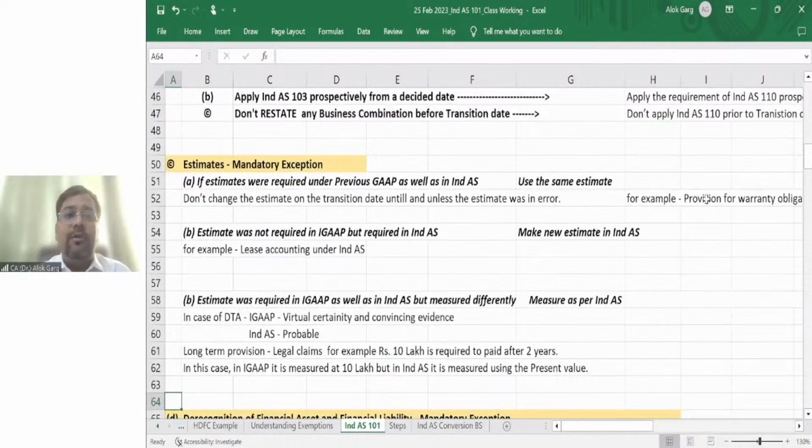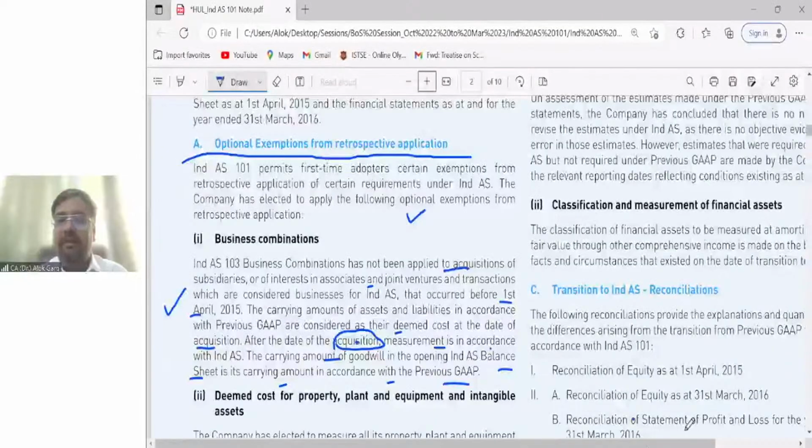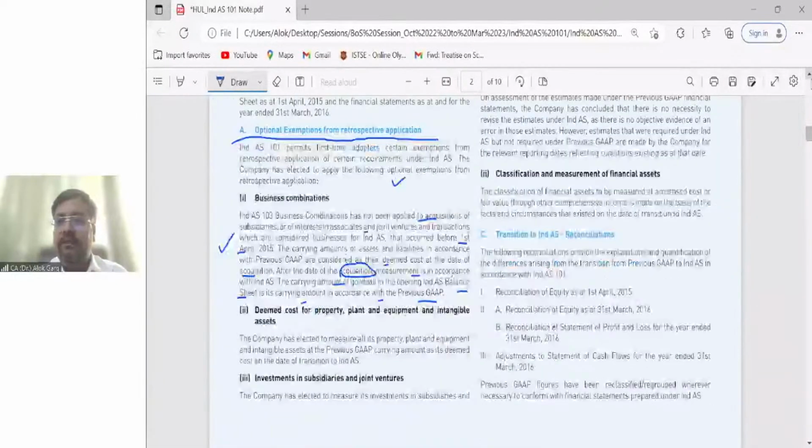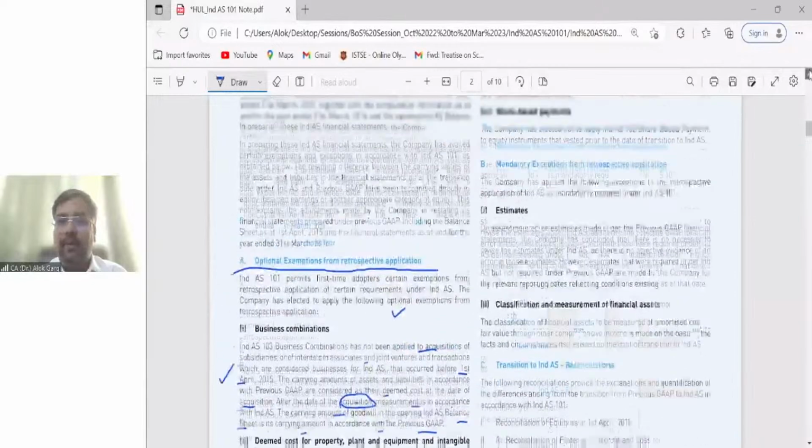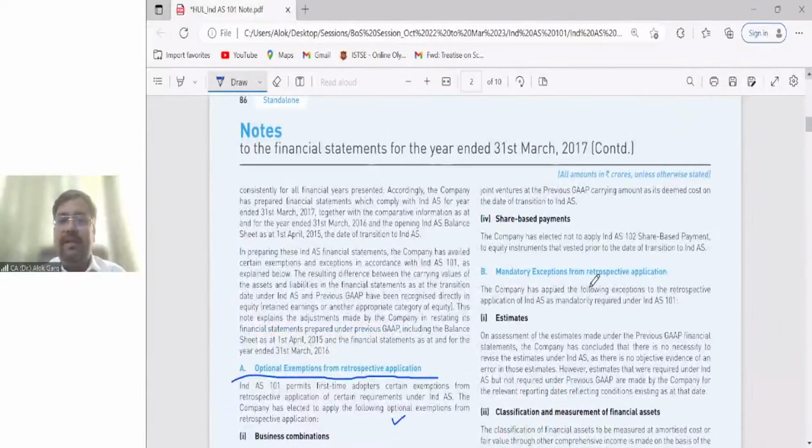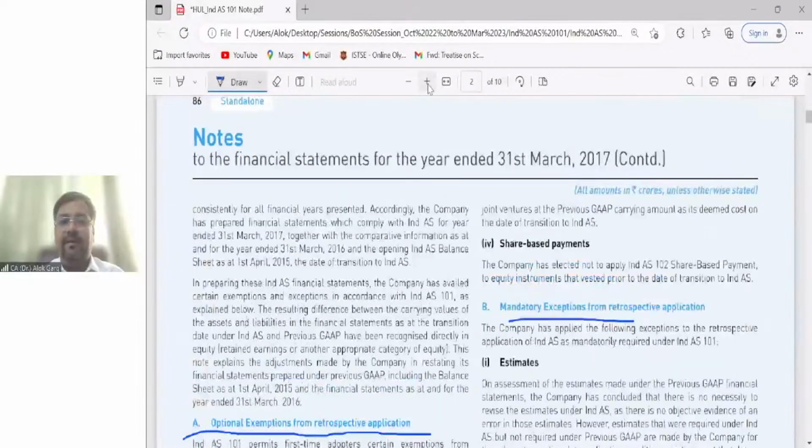Let me show you this mandatory exception in the Hindustan Unilever annual report as well. Is this Hindustan Unilever annual report visible? Please read this mandatory exception from retrospective application. Please read this.